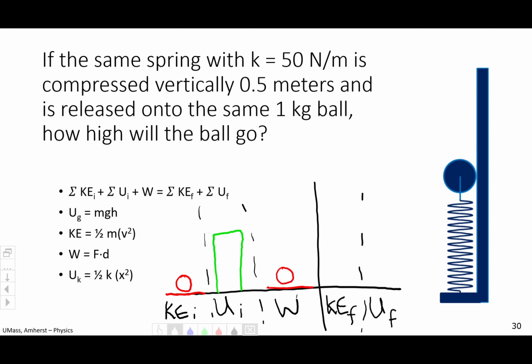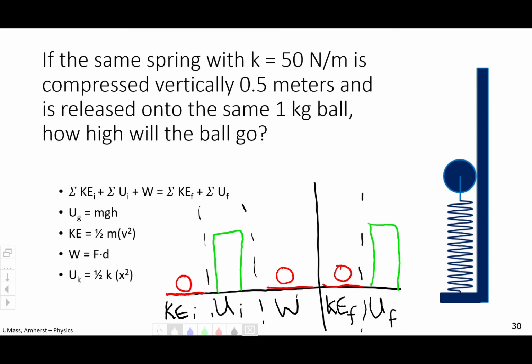Now the question is, what is the final kinetic energy? It's a good question because what is a ball doing at the highest point it will ever reach if you throw it straight up? Well, it's going to have a velocity of 0. It stops just for an instant before it comes back down. That means that the final kinetic energy will be 0 at the highest point, and we are going to leave the rest of the energy in gravitational potential energy.